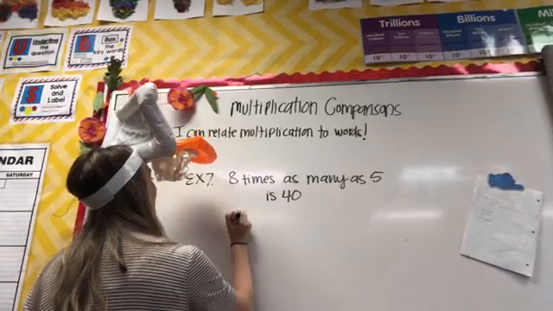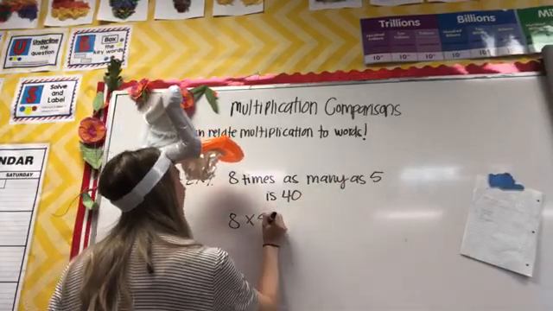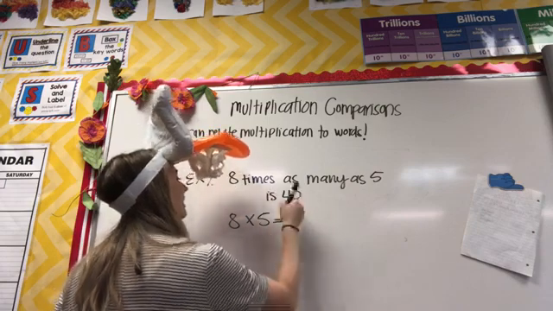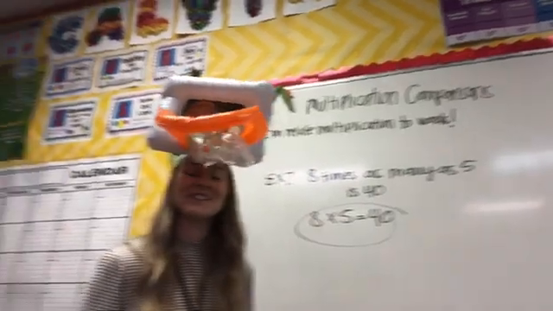So I see my 8, pull down my 8. I see my times as many as 5. 5 is, I know, is equal, and then 40. 8 times 5 equals 40.